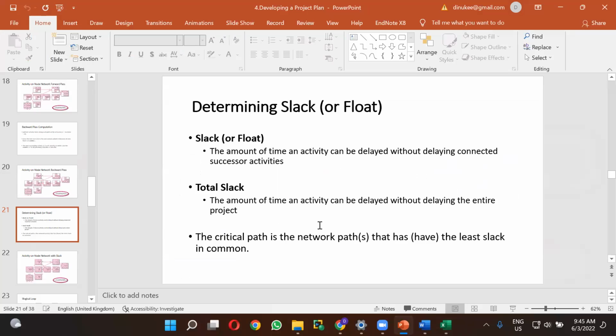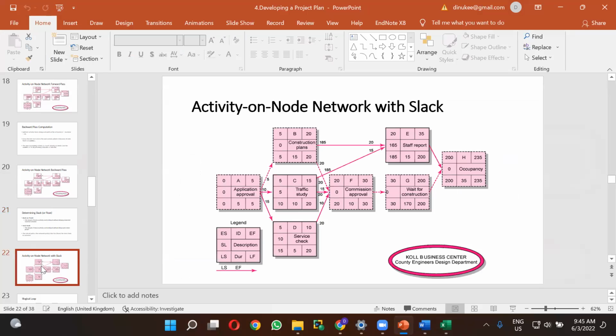The critical path is the network path that has the least slack in common. So in a critical path, we normally take the least value. Actually, we are connecting the zero slack times, right? So this is showing the activities which have zero slack and are connected to each other.